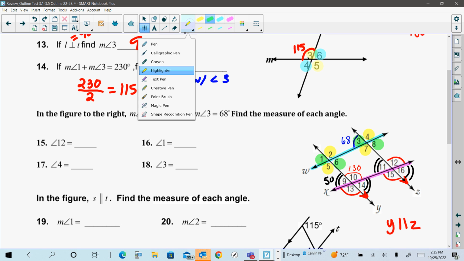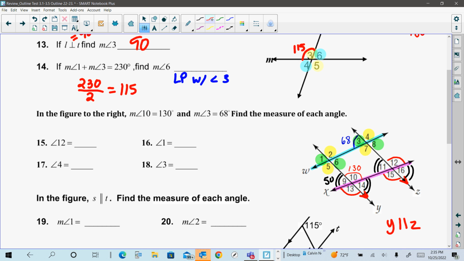So you can use that pattern only with parallel lines, and then from there you can use that to find your missing angle. So I know angle 12 is also 130 because it corresponds to angle 10. And then on angle 4, I would have to get its measure by doing 180 minus 68 because 3 and 4 are a linear pair. So this would be 112. So use the given angles to find the missing angles, the remaining angles.